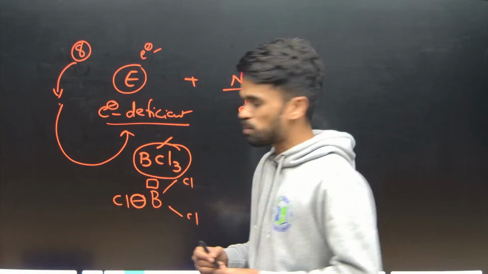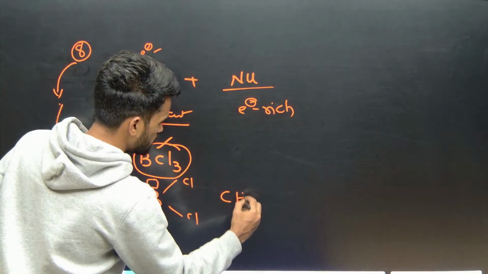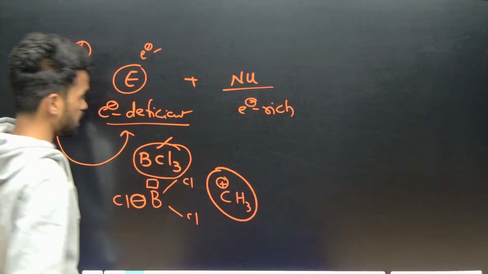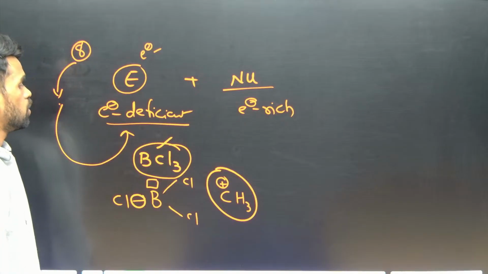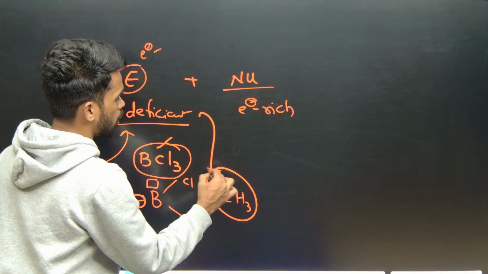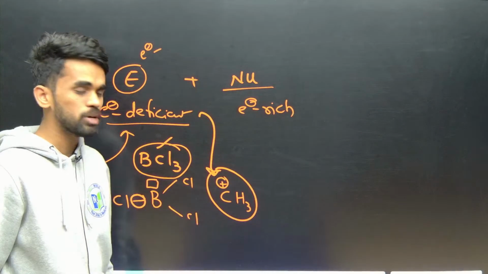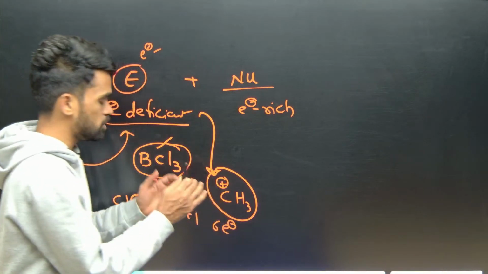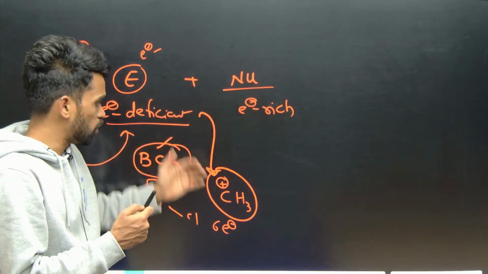What are the examples of positively charged ones? Now I am writing here carbon with 3 bonds and 1 positive charge. A carbocation is an example of an electron deficient species and electrophile. These electrophiles will accept a pair of electrons to fulfill their octet. BCl3 and CH3 here have only 6 electrons now. So what will they do? They tend to accept 2 more electrons from other species and fulfill their octet.